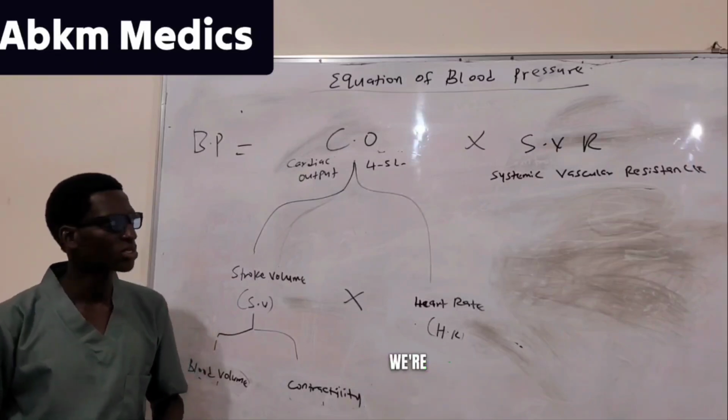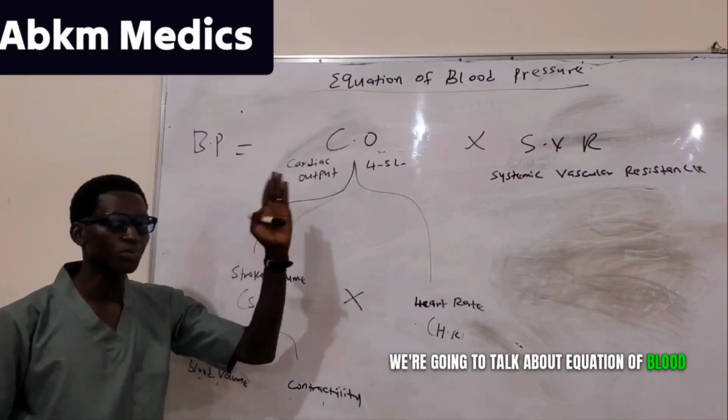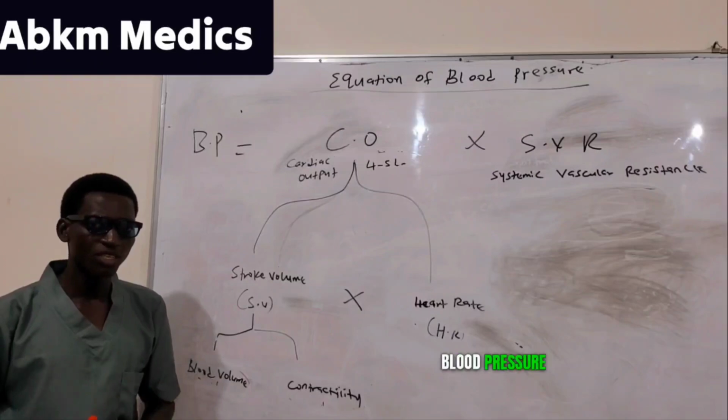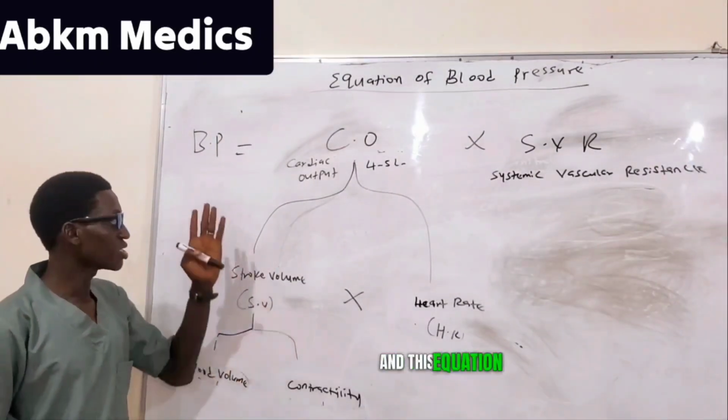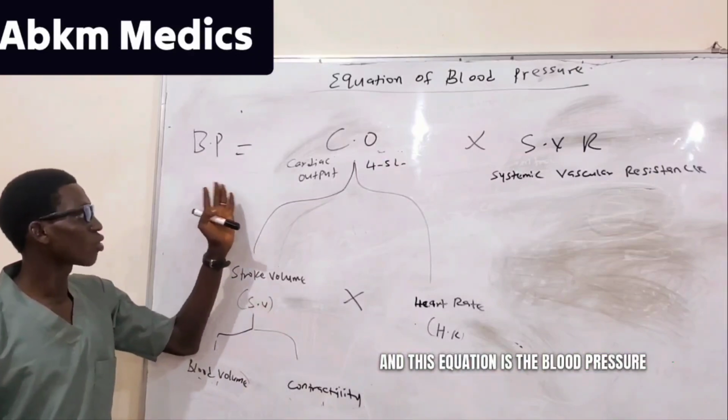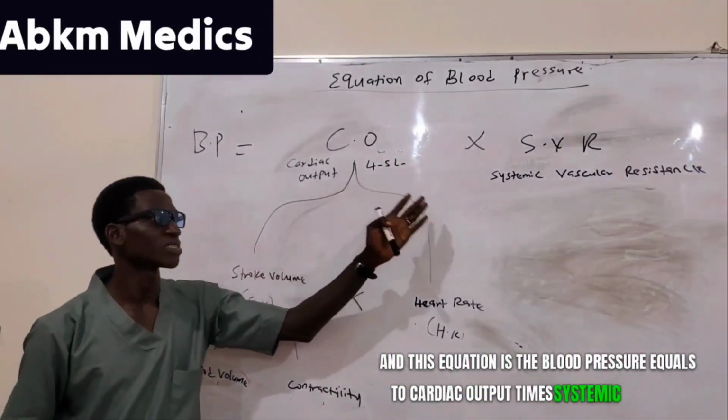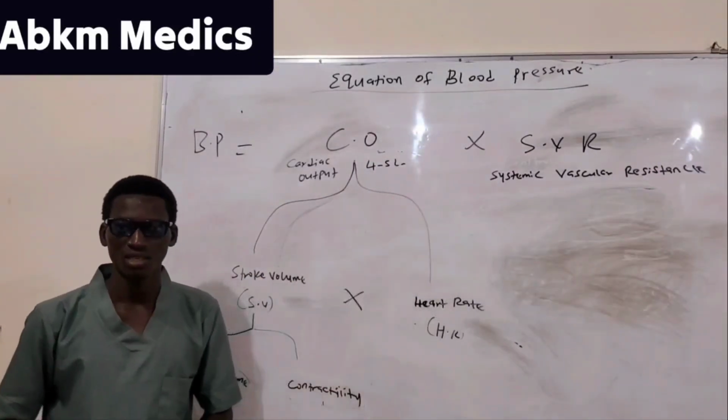In today's class, we're going to talk about the equation of blood pressure. Blood pressure is the force of blood against the wall of the arteries. And this equation is: blood pressure equals cardiac output times systemic vascular resistance.